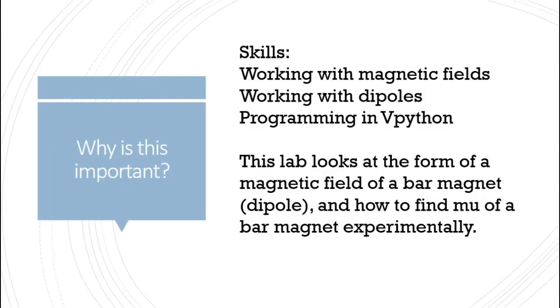So why is this important? The skills we're working on today are working with magnetic fields, working with dipoles and how those dipoles create magnetic fields, and continuing to program in VPython. In this lab, we're looking at the form of a magnetic field and how a bar magnet, which we can treat as a dipole, will create a magnetic field, and how to find mu of a bar magnet experimentally by measuring the strength of this magnetic field at different distances.